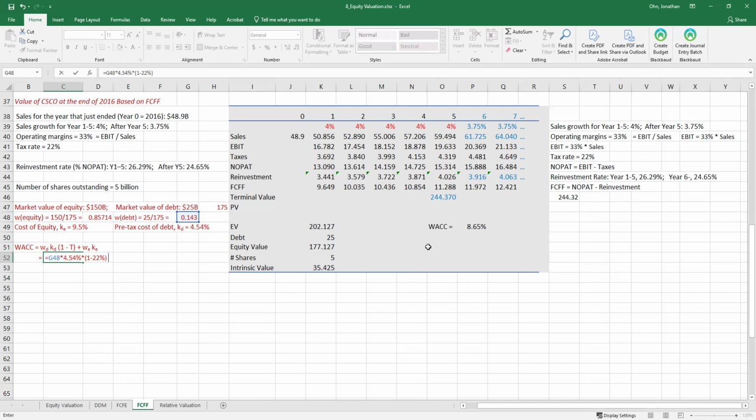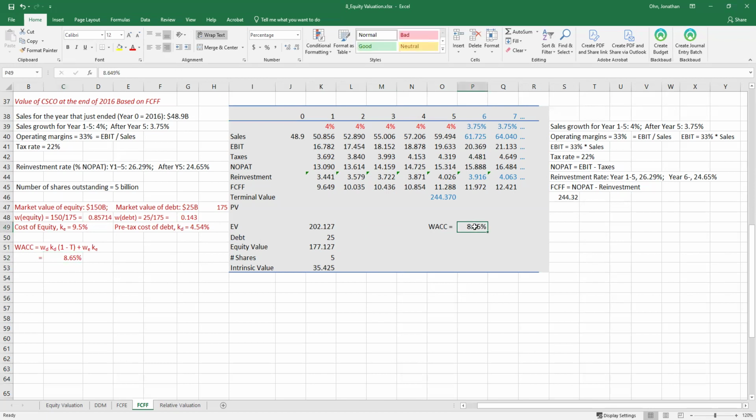Plus weight of equity is 85.7%. This one times cost of equity is 9.5%. So we calculate that since we don't have any preferred stock. That is exactly 8.65% here. Yeah, 8.65%. That is how we calculate the weighted average cost of capital.